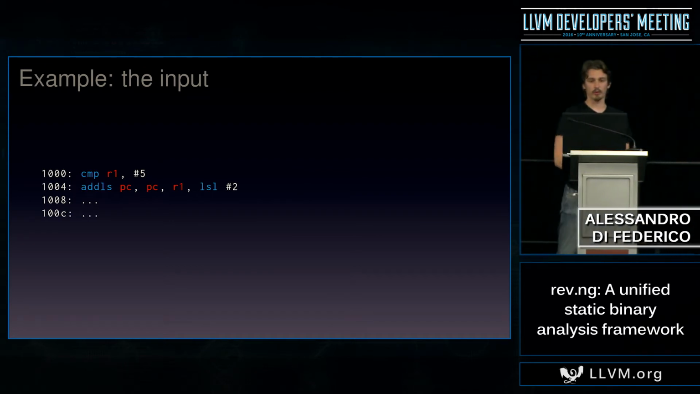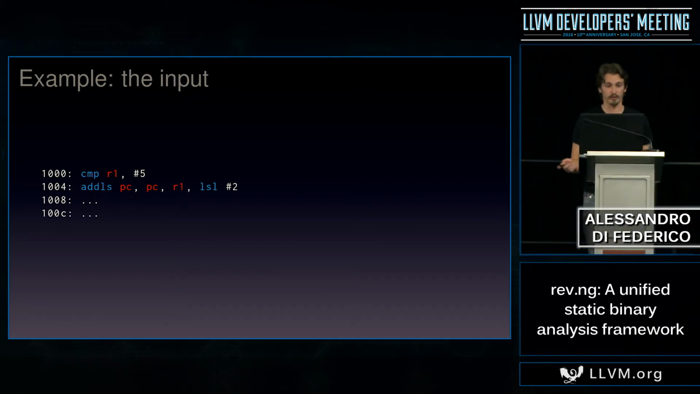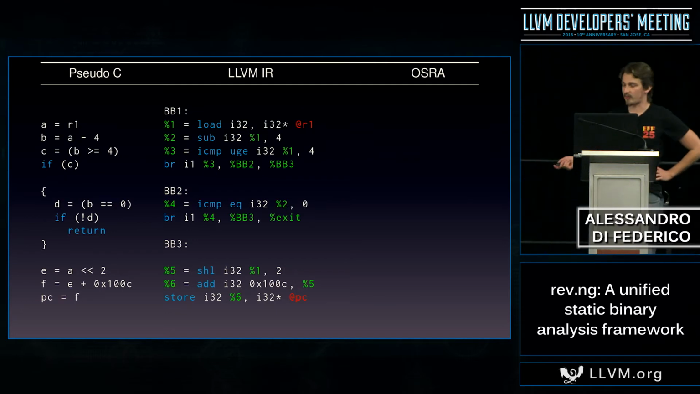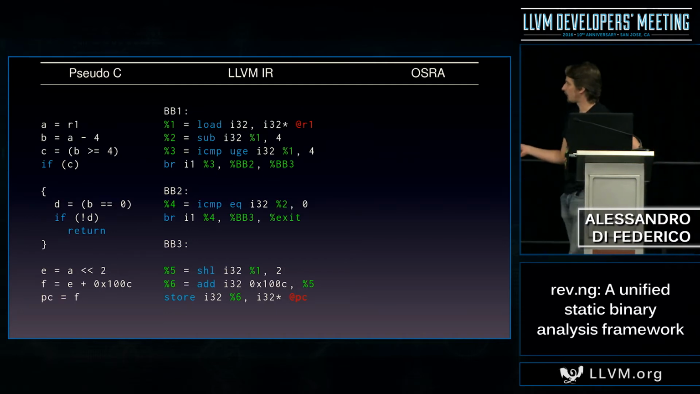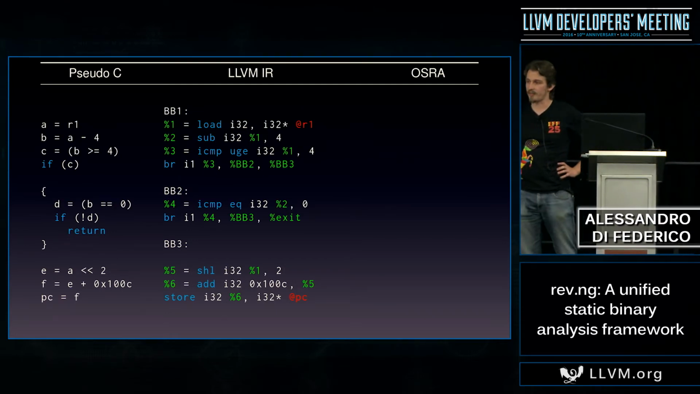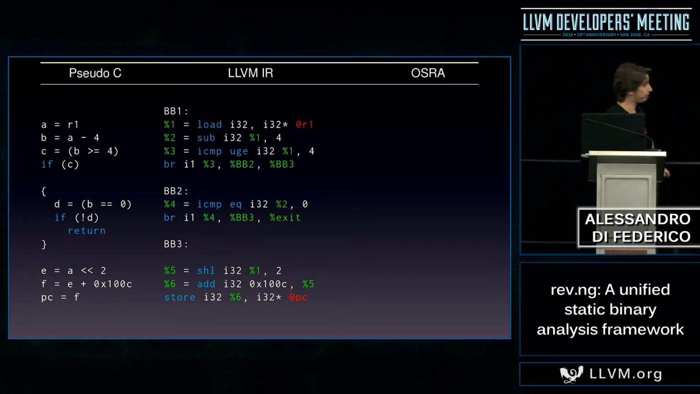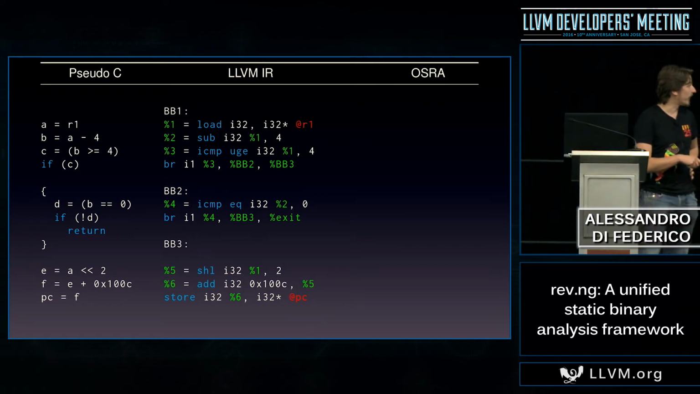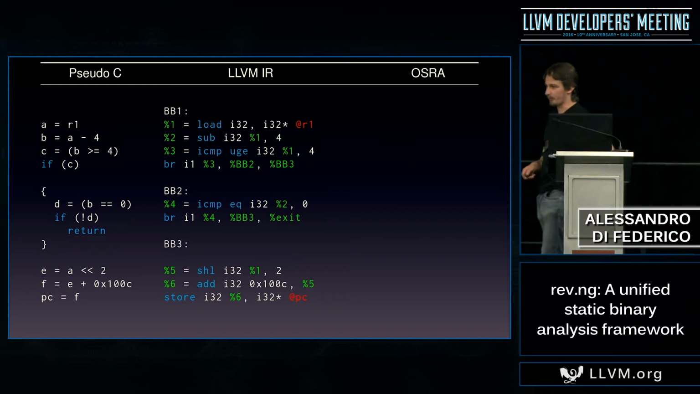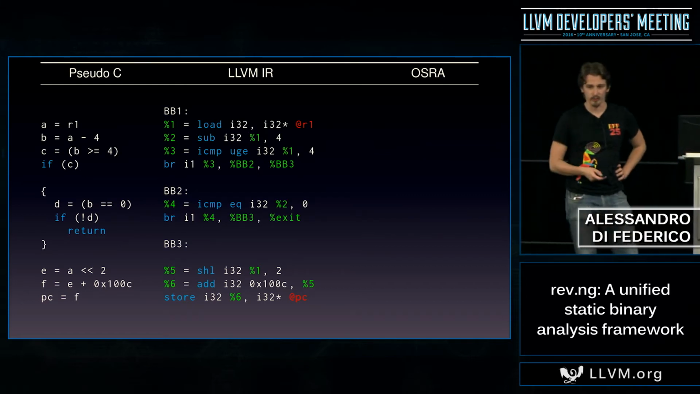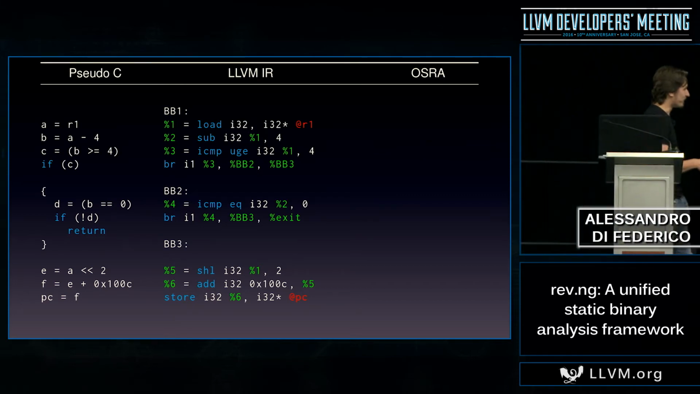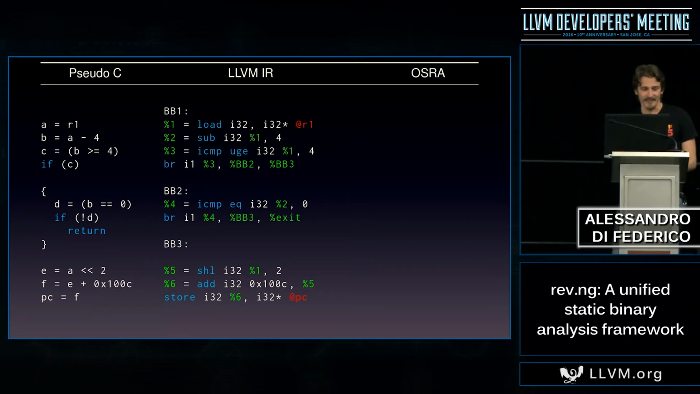Let's see an example. We have the same snippet of code as before, and this is how it looks in our system. At the center, we have the LLVM IR generated by this snippet, and on the right, we have the pseudo-C, in case you're not familiar with LLVM IR. But if you're not, why are you here? Basically, it's implementing what those two instructions were doing.